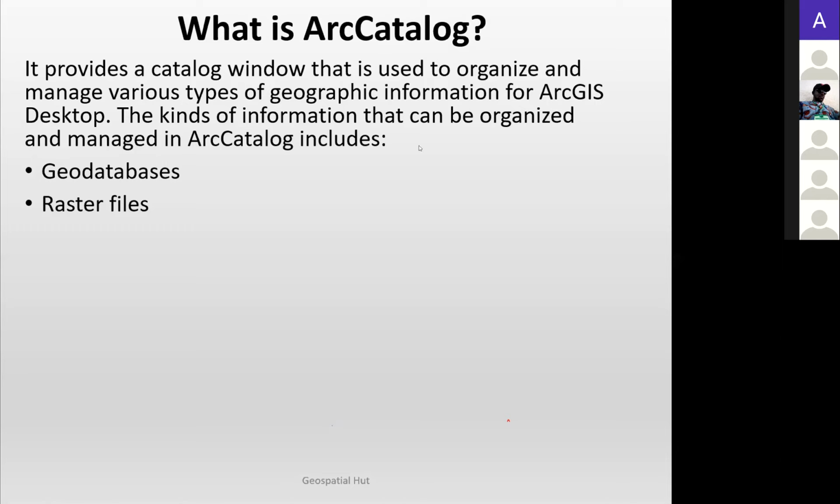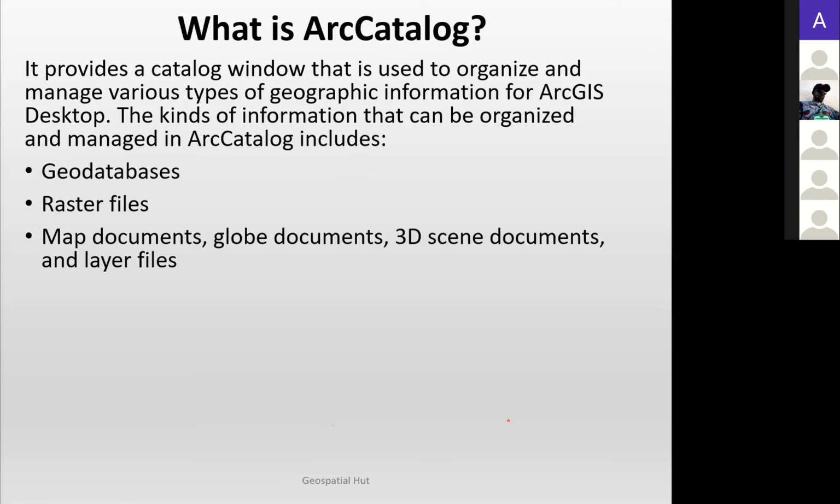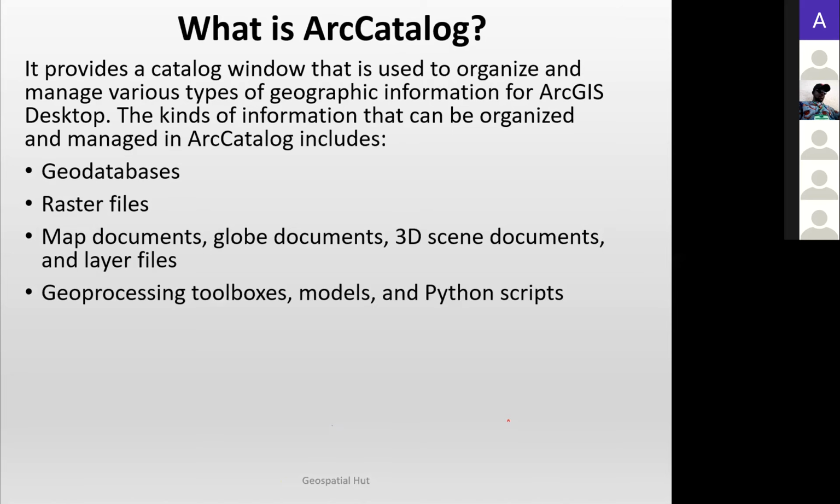So the Arc catalog includes your databases, raster files, map documents, globe documents, 3D scenes documents, and all layers. So ArcCatalog, as the name implies, is used to manage all these things in ArcMap. It also hosts the geoprocessing toolbox, models, and Python scripts.